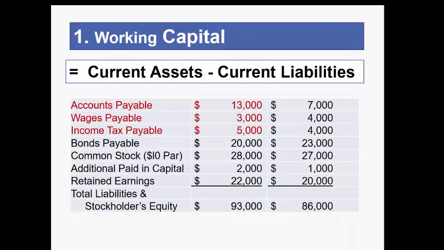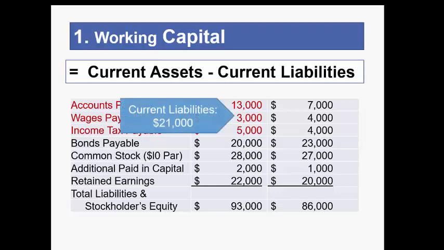Now let's turn our focus to the current liabilities section of the balance sheet for Aggie. The accounts payable, wages payable, and income tax payable are all going to be paid within the year. Now, bonds payable, generally speaking, are long-term. If there's any current portion of that bond payable, it'll be reclassified on the balance sheet as current portion of long-term debt. So again, generally speaking, we can say bonds payable are long-term liabilities. And the remainder of the accounts there are equity accounts. So our current liabilities add up to $21,000.